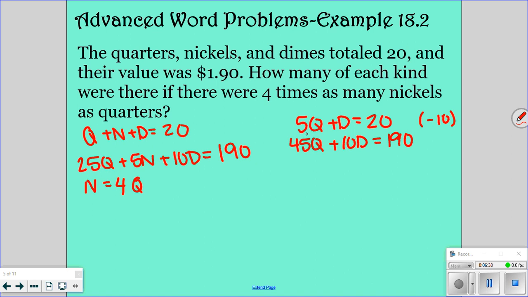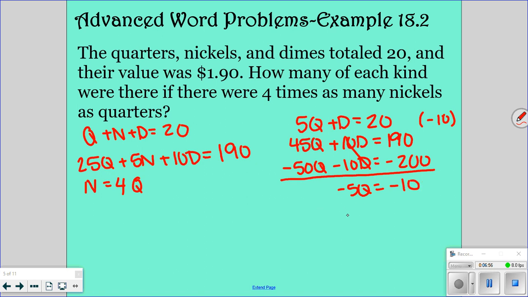I'm going to multiply the top equation by -10 so that I can eliminate it. So 5 times -10 is -50q, and then minus 10d equals -200. So if you add, you'll get -5q. Those will cancel, and -10. So q would equal 2.